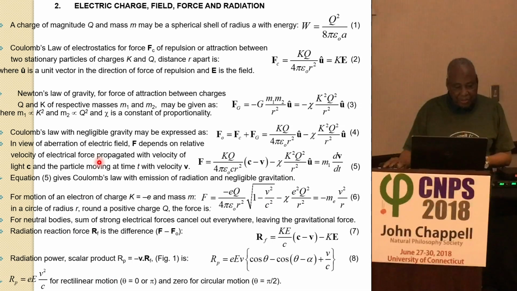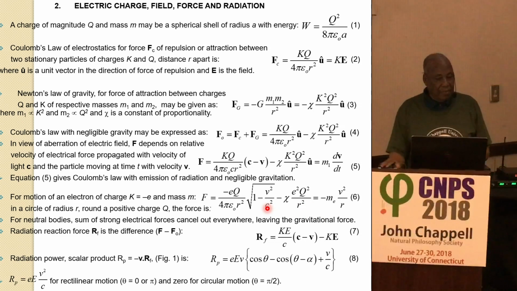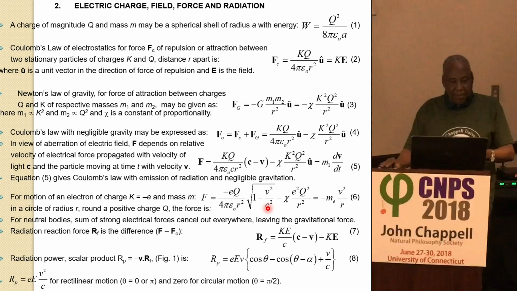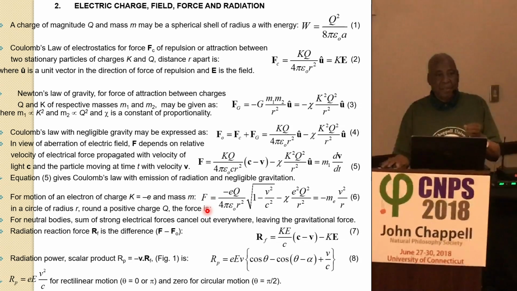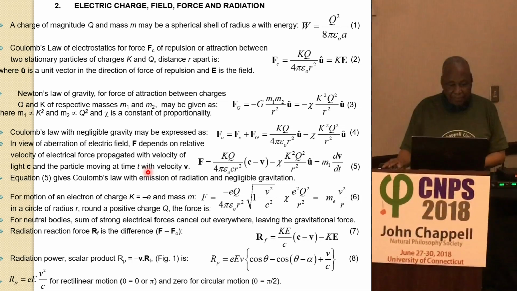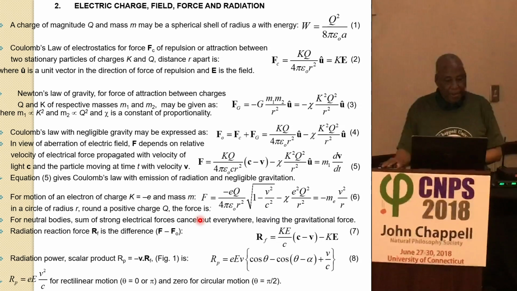Now for motion of an electric charge, of an electron where K is negative, what we get from equation 5 is equation 6. In this case the particle is moving perpendicular to the electric field, which will give you equation 6. A particle in circular motion necessarily moves with constant speed and at a right angle to the electric field, moving around an electric charge as a nucleus. For neutral bodies, I said it again, the electrical forces cancel out everywhere, leaving the gravitational force.